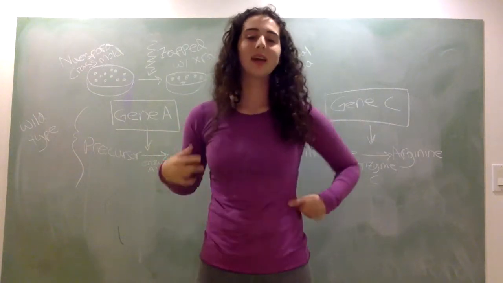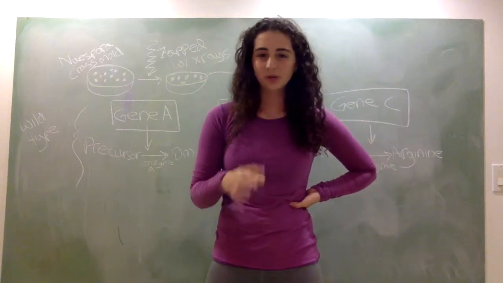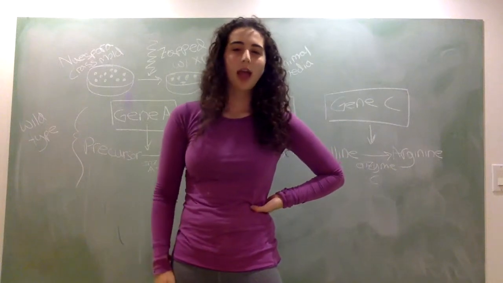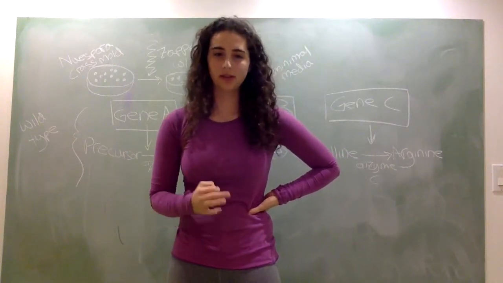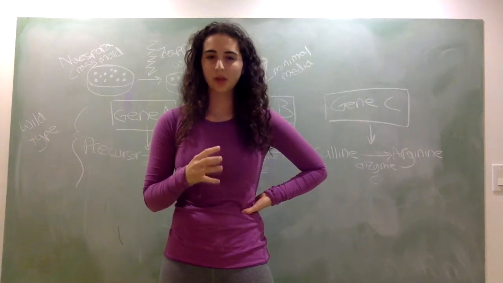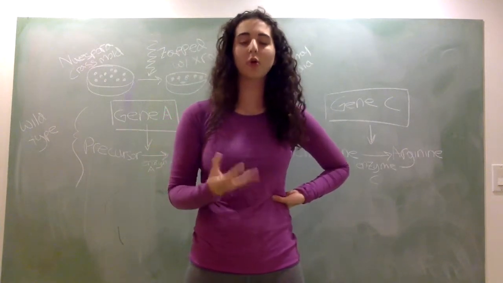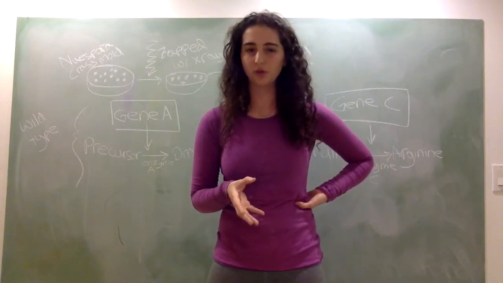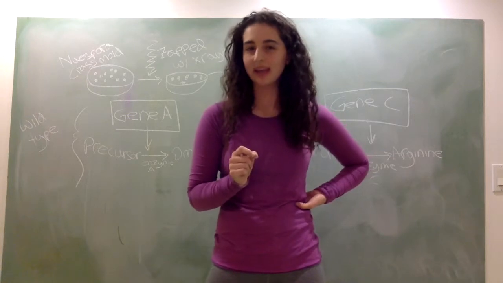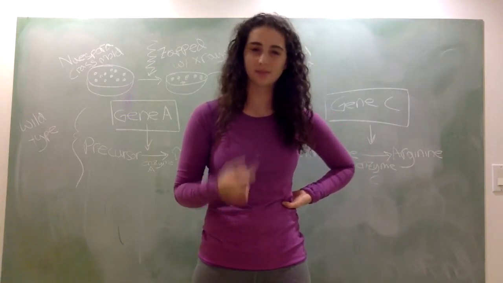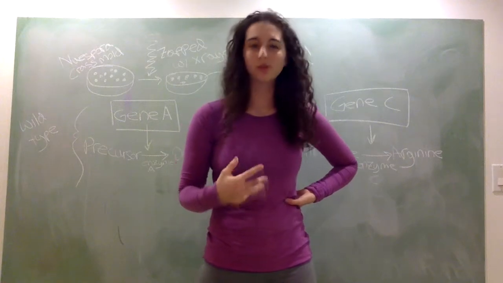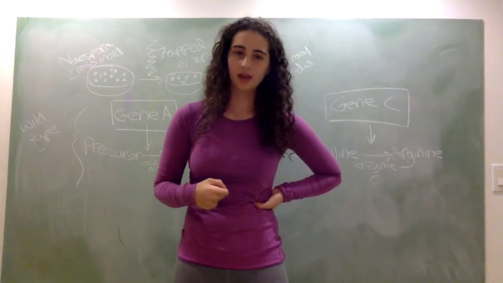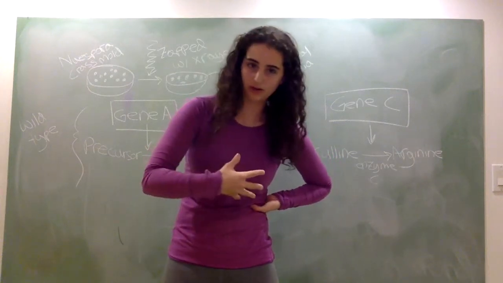So let's get started. In 1902, Archibald Garrod thought about genes and their role in the cell. As a result, he hypothesized that genes dictate the phenotypes through enzymes that catalyze specific chemical reactions. Specifically, he believed that symptoms of a disease were the result of a person's inability to make a specific enzyme. Now, Garrod was the first person to postulate this, but it wasn't researched until much later. And when I say much later, I mean the 1940s.